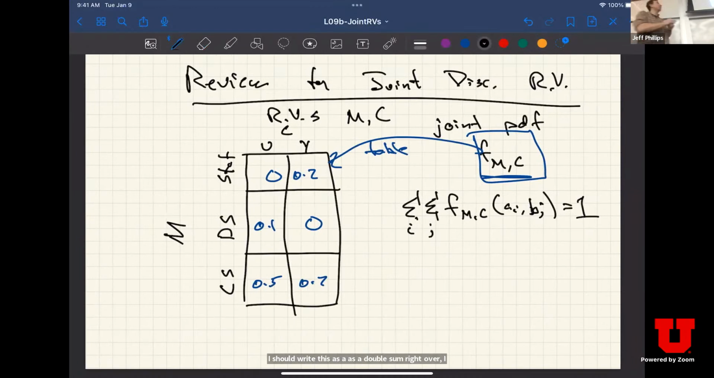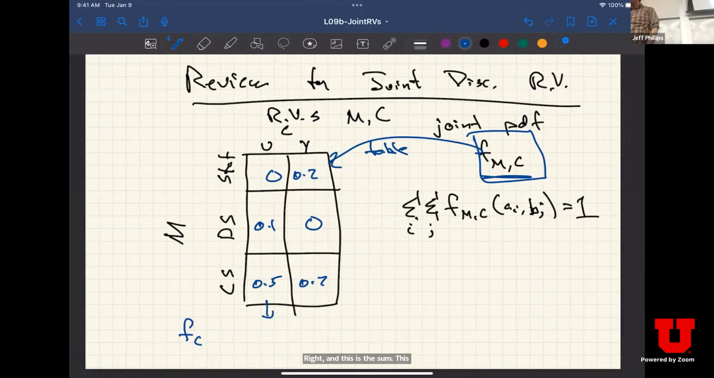Right, so I have to sum over rows and columns. And if I add all those blue values up, it should equal 1. The other thing is I can calculate the marginal probabilities of this. I can create the PDF of the college distribution of U or Y. And this is the sum.